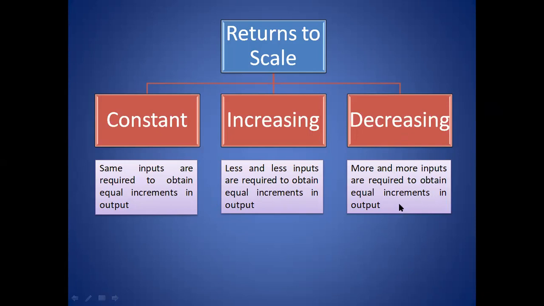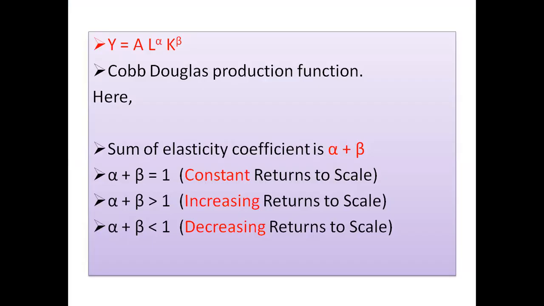Suppose your increment is 10 units. For a 10 unit increment you have to put in 10 units of input, that is constant. For a 10 unit increment you have to put in 7 or 8 units of input, that is increasing. For a 10 unit increment you have to add 11 or 12 units of input, that is called decreasing returns to scale. This is the basic thing. Again we will discuss in detail how it is related to the factor product relationship. We will discuss in detail, this is just a view.